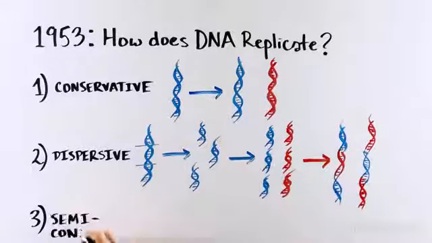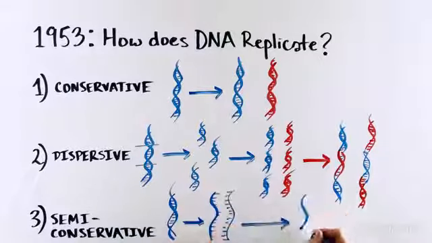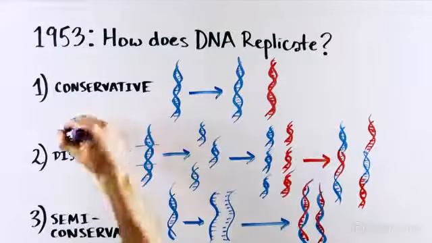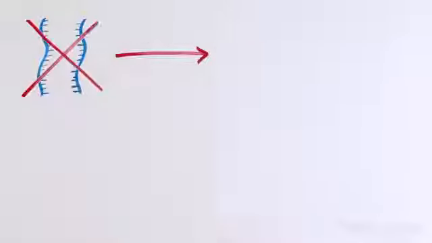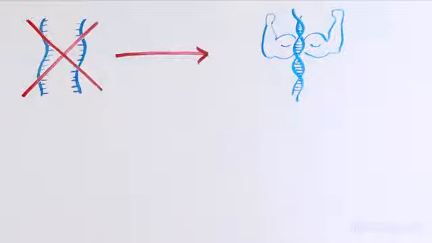And the third was semi-conservative, where two DNA strands would separate, and each one would serve as a template to copy a second red strand, thus producing two DNA molecules. But which one was it? Many scientists did not believe that two DNA strands could separate because of how strong a DNA molecule is, so they were skeptical of the semi-conservative model.